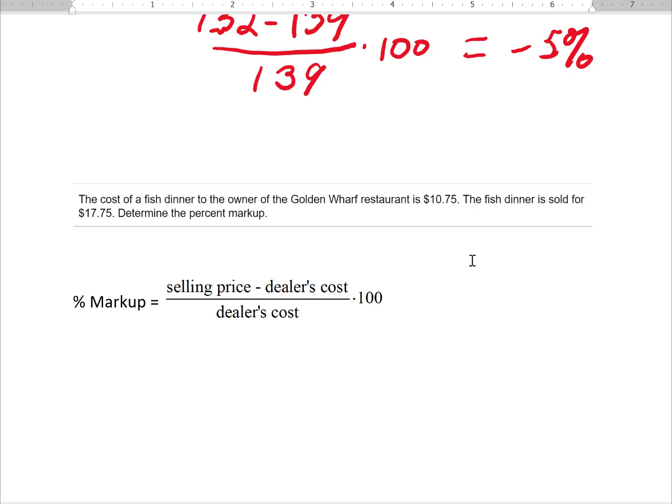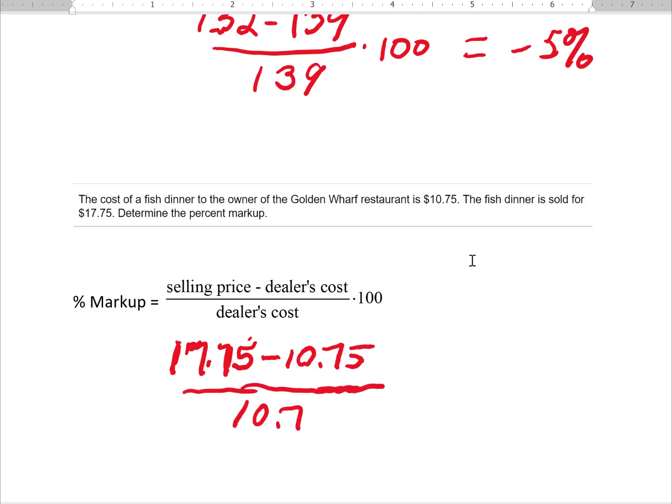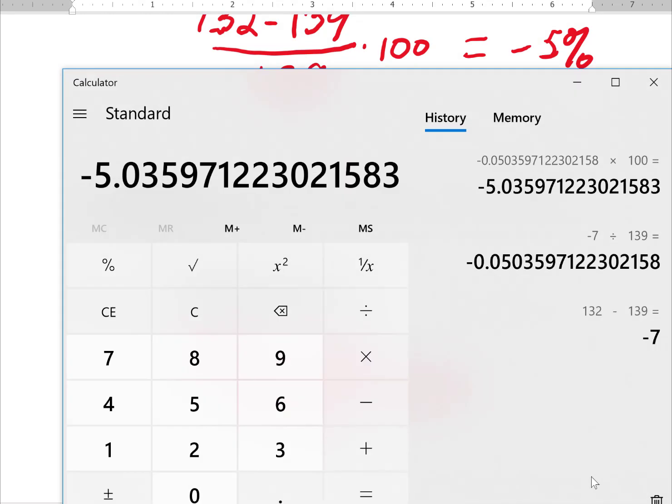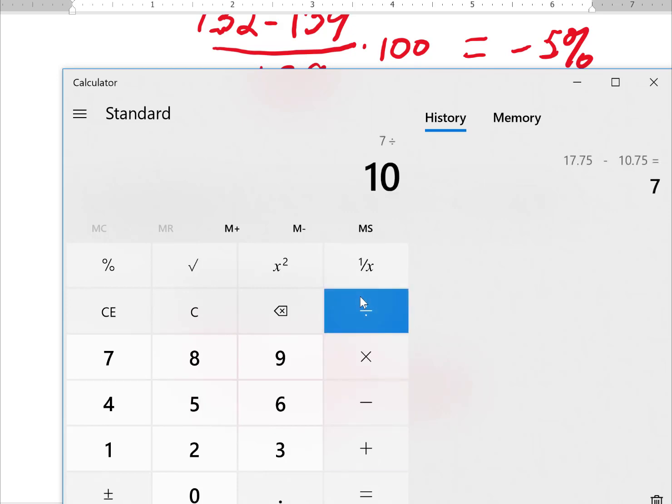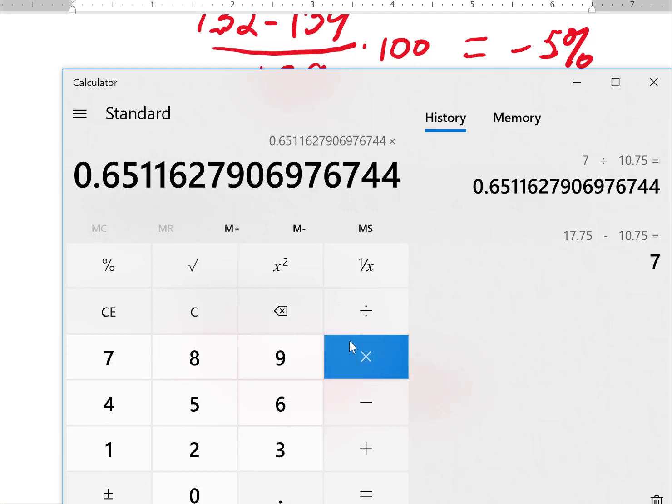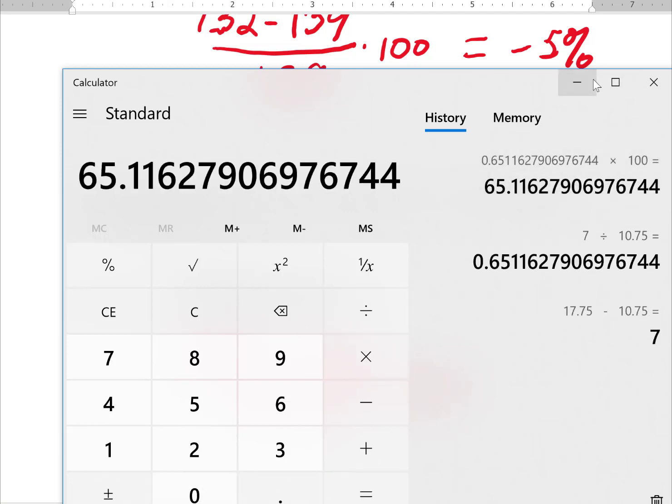And in this case, the sell price is $17.75. And the dealer's price was $10.75. We're going to divide that by the $10.75, and then multiply by 100 to find what the markup is. So $17.75 minus $10.75 divided by the $10.75, and then multiply by 100. And so the markup is 65.1%.